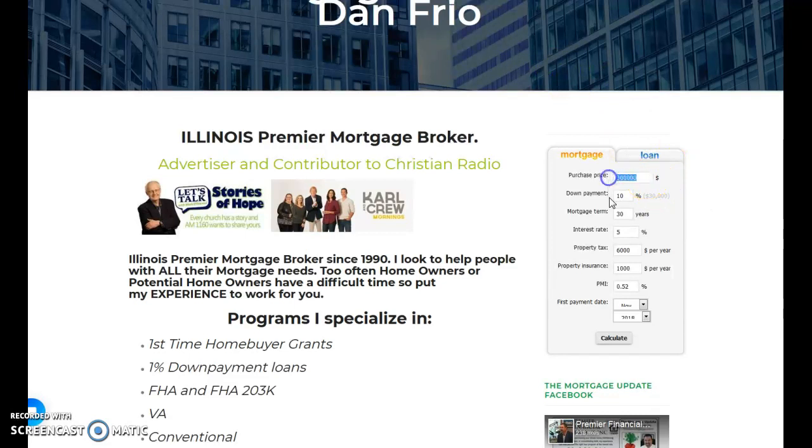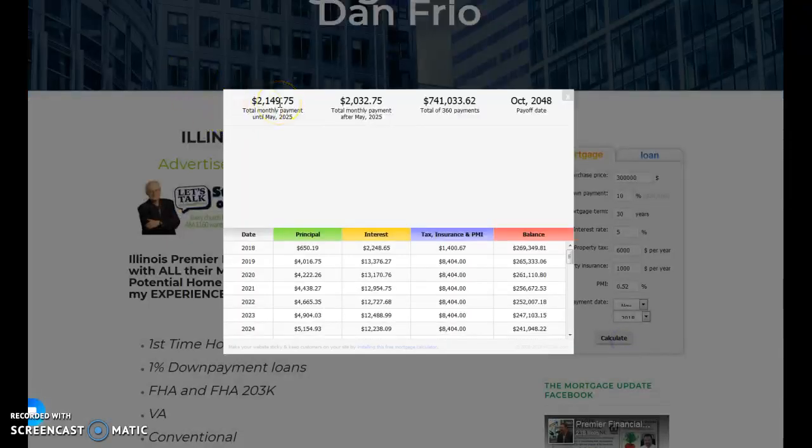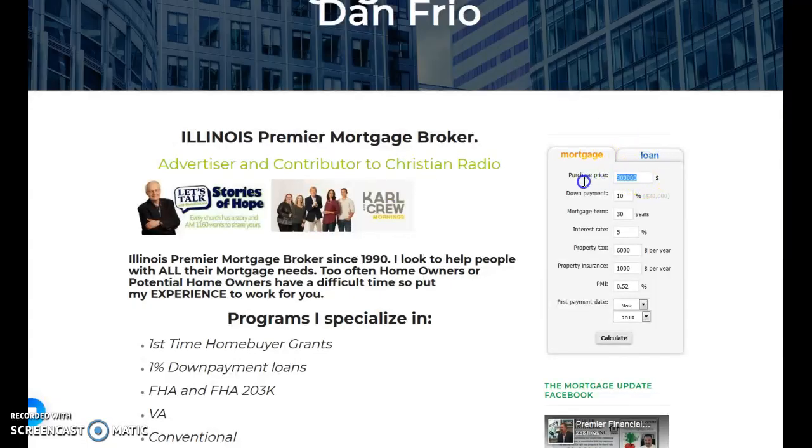Let's tweak this a little bit. Let's start out on this payment, the payment is $2,100. That's too much. We want a payment of $1,300. So we need to drop down that value. So let's go with 200,000.